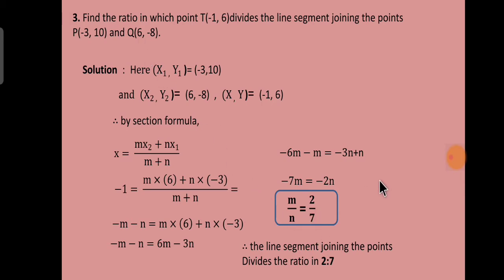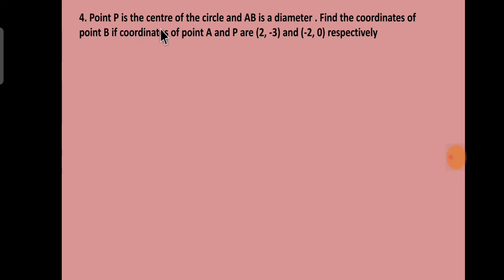Now question number 4. Point P is the center of circle and AB is diameter. AB is the diameter of circle and P is the center. AB हा diameter आहे and AB चा P हा काय आहे, center of circle. Means P is the midpoint of AB. And find the coordinate of point B.